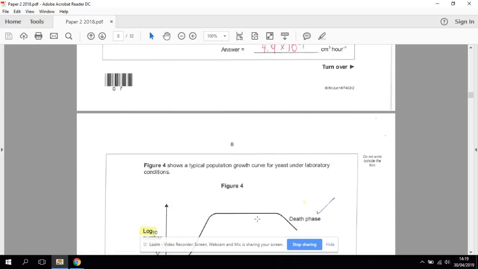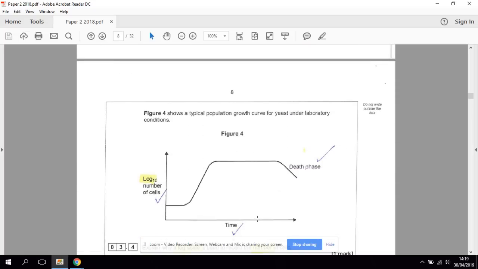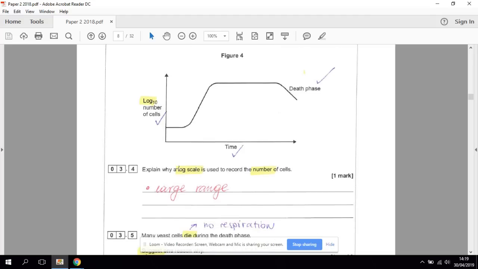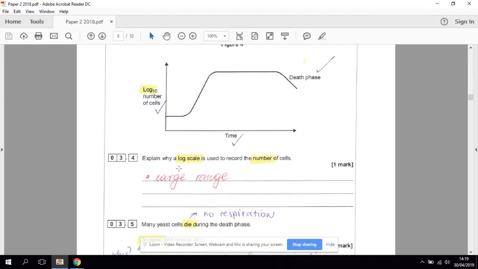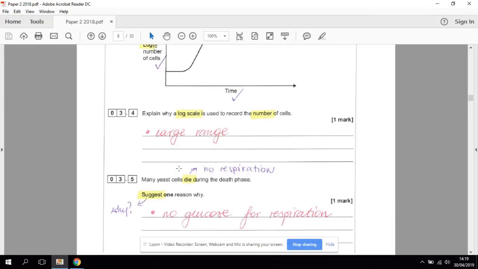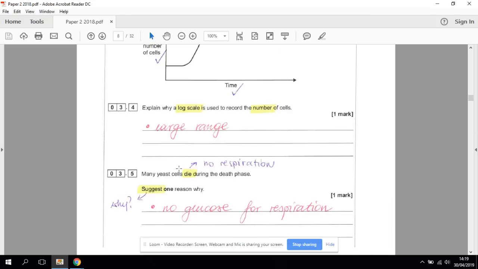Okay. So here we've got the question that shows us the growth curve. And what they're asking is, explain why a log scale was used. So that's just AO2. So the large range of numbers was in this investigation. That's why we're using that. And many cells die. If they died, that means, of course, there was no respiration. So suggest one reason why. Why was there no respiration? Because there was no glucose for respiration, for example.